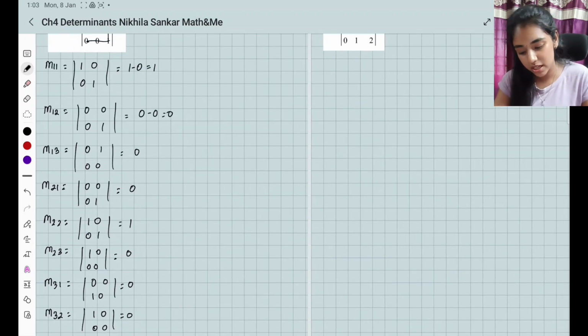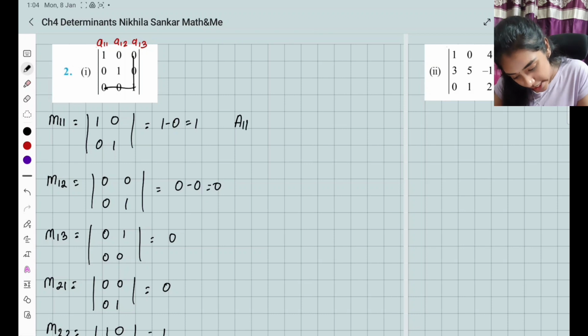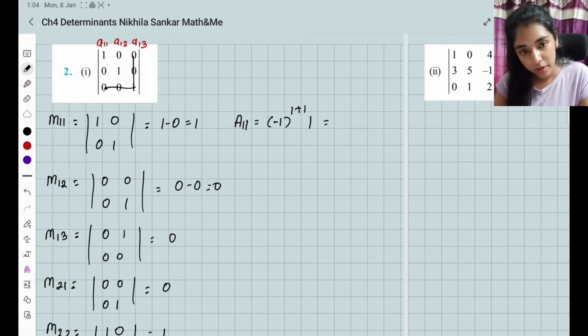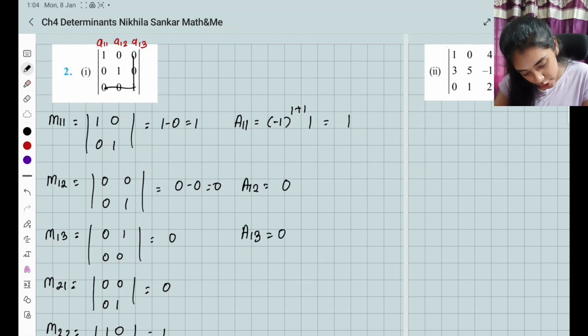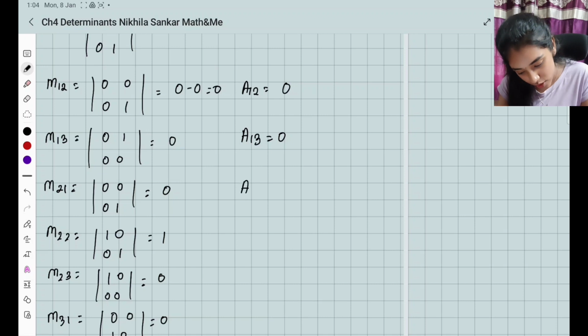Okay, now we have found all the minors. Next we are going to find the cofactors. So what are the cofactors going to be? A11 is minus 1 to the power 1 plus 1 times M11, so this is going to be minus 1 to the power 2 is positive, so 1. Next A12 is going to be 0. A13 is going to be 0. No matter what minus 1 to the power is, into 0 is going to be 0.